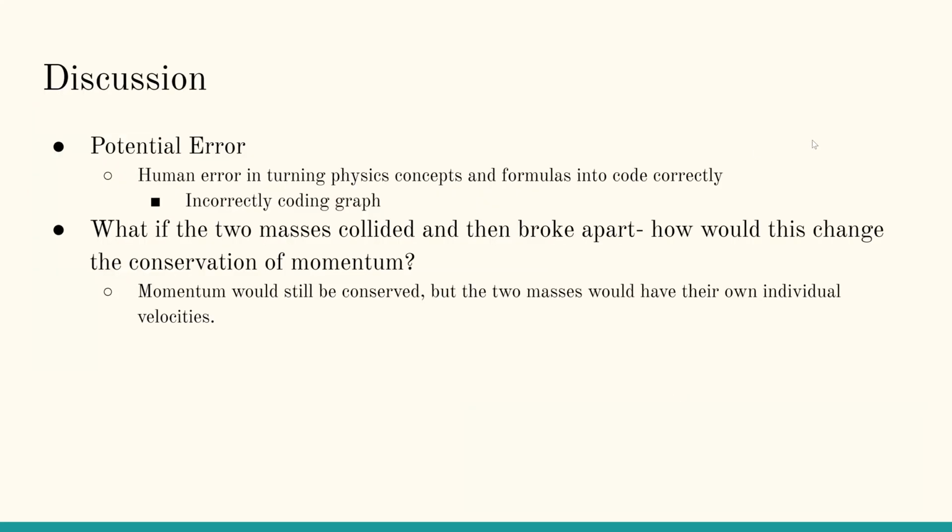So some source of error, since this was a computational experiment only, mainly just human error on my part in turning the physics concepts into code correctly, and just coding the graph. Like I went back to some of our past Python GlowScript codes to figure out how to graph, but I may have not done it correctly. So that was the largest source of potential error.